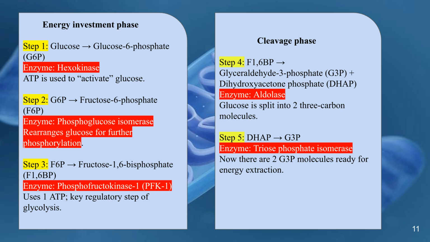The energy investment phase activates glucose using ATP. Key enzymes include hexokinase and phosphofructokinase-1, which is a major regulatory step. The cleavage phase then splits the 6-carbon glucose into two 3-carbon molecules.